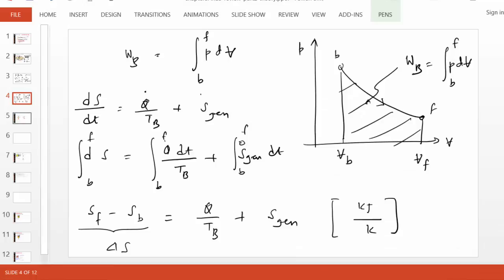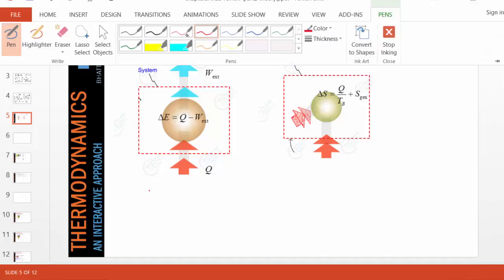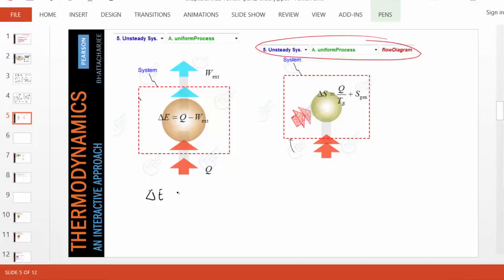Just to interpret these terms physically, here are a couple of images from an animation, a flow diagram. Notice, if this is my system, the red dashed line showing the boundary of the system, then the energy equation delta E equals Q minus W external is intuitively understandable. This bubble inside shows delta E. If more heat goes in, and less work comes out, then of course delta E is going to be higher and higher.